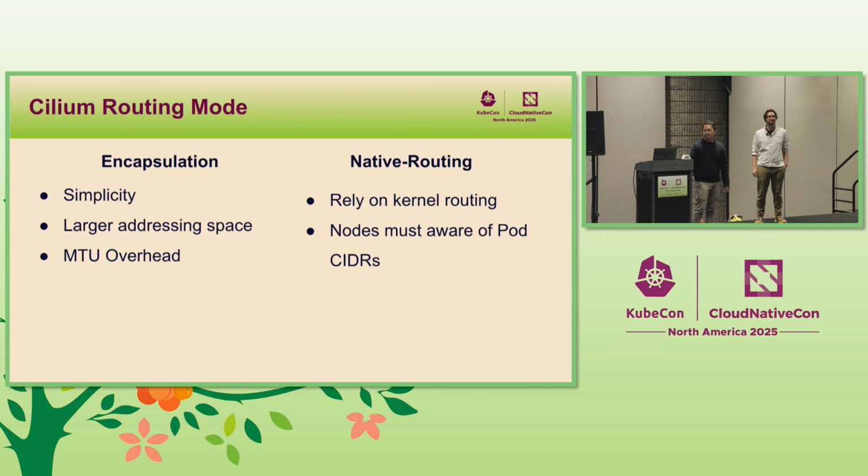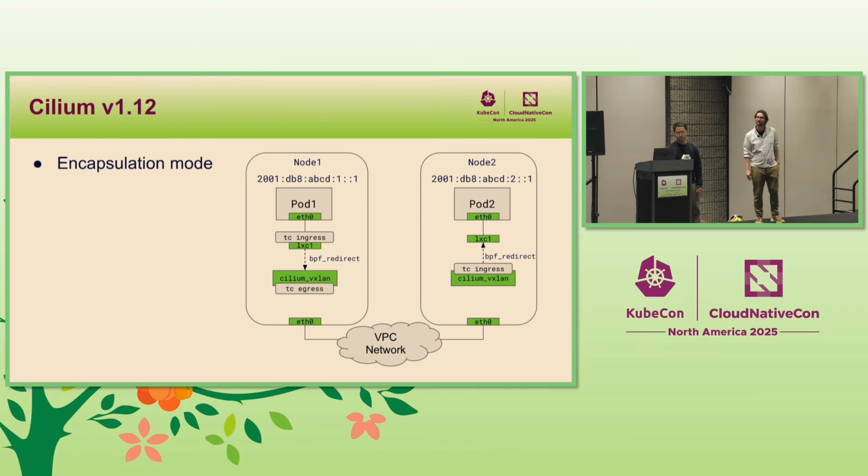Native routing, on the other side, delegates routing to the kernel subsystem. But the node needs to be aware of the pod routes, the pod CIDRs. However, the native routing mode doesn't add extra overhead, but it needs more work to configure properly.